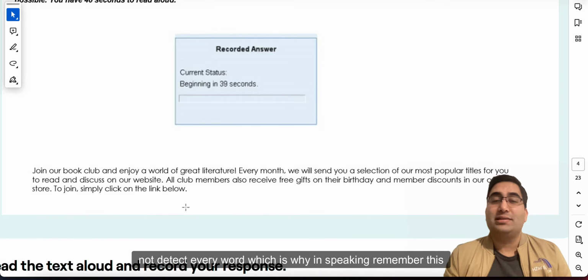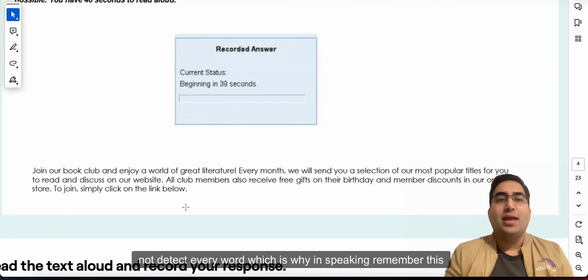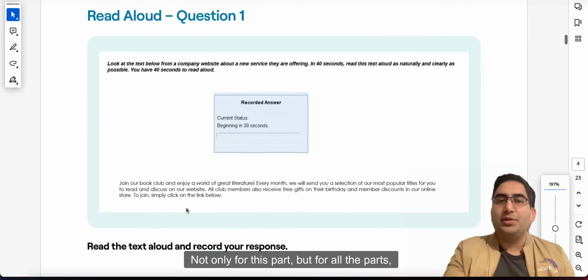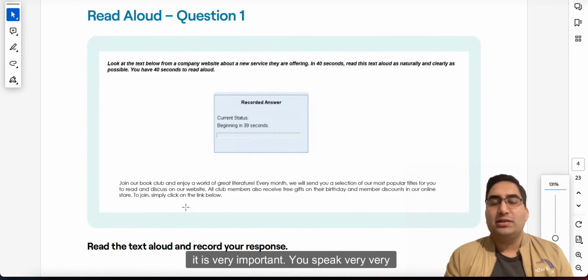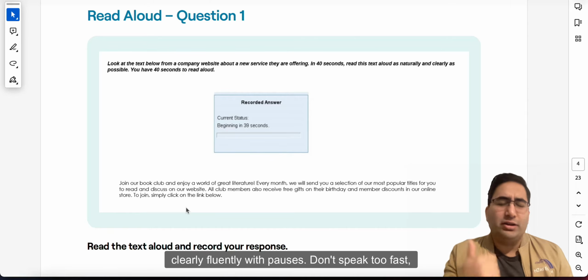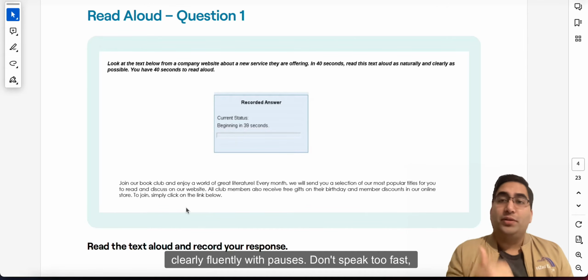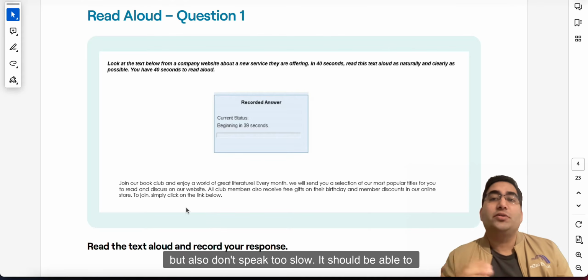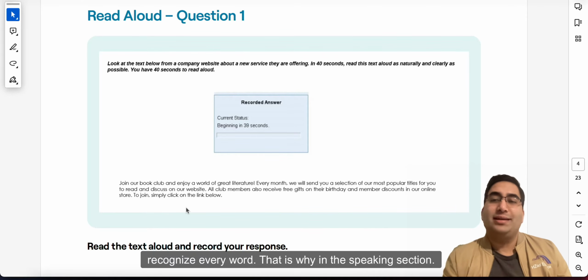You know, AI does not detect every word, which is why in speaking, remember this, not only for this part, but for all the parts, it is very important you speak very, very clearly, fluently, with pauses. Don't speak too fast, but also don't speak too slow. It should be able to recognize every word.